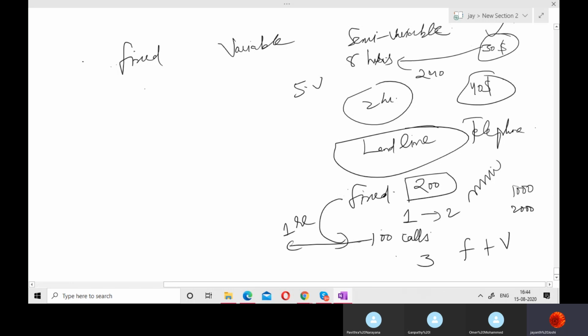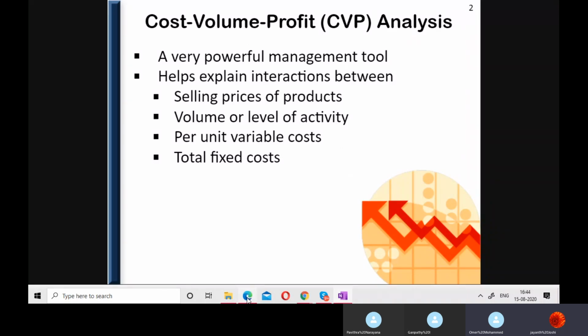But fixed is purely fixed, where we took the example of factory rent and salary, etc. Variable is what I've already explained to you. So hopefully all of you got the concepts.